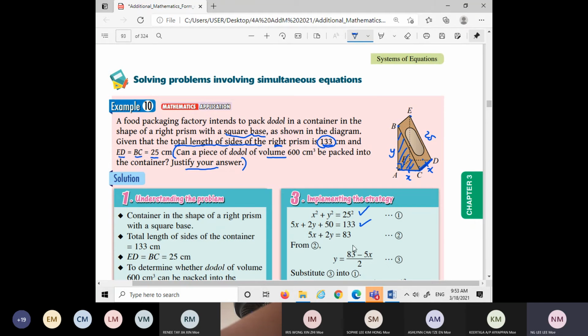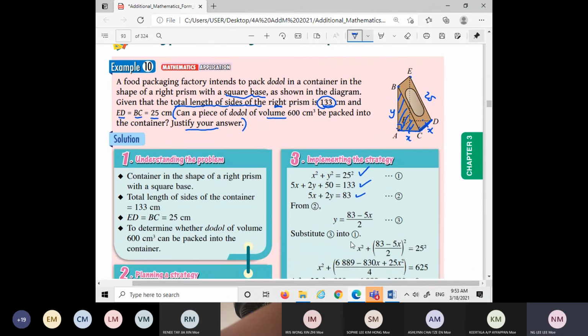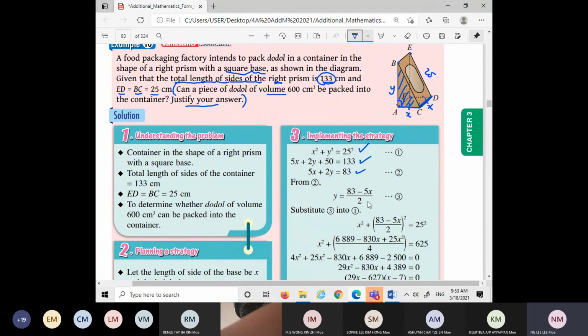So simplify the second equation, you get this. Then the same thing, you fix either one as the subject. Because here is x squared and here is y squared, it doesn't matter. You want to fix which one as your subject, it is the same thing. So here they fix y as the subject, and they put it back inside the first equation. Therefore x squared plus this whole thing squared equals 25 squared.